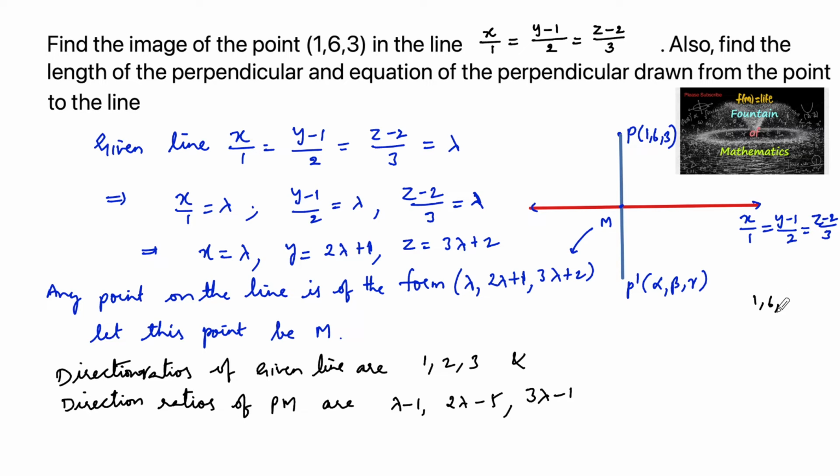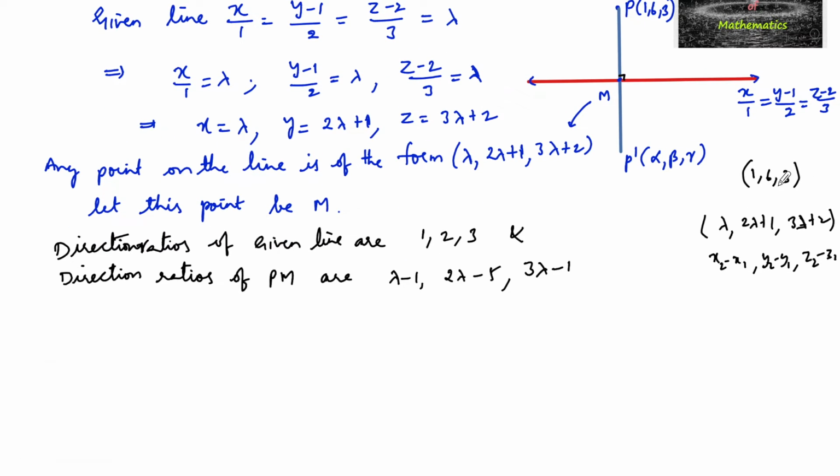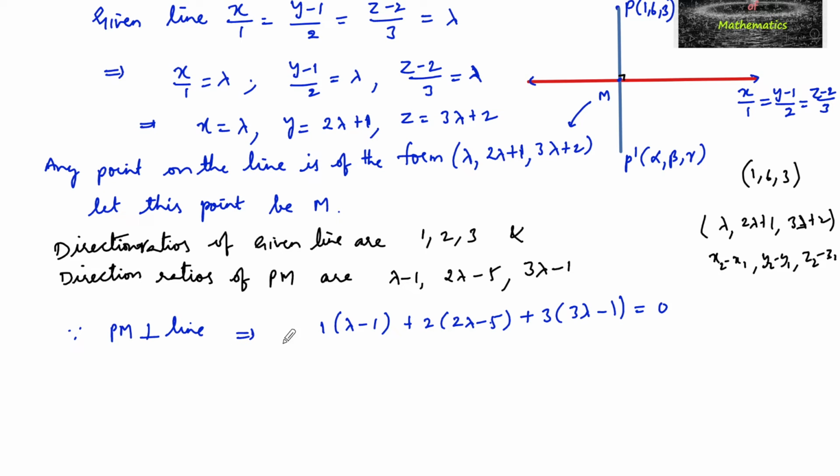So let me write to understand here: (1, 6, 3) and one more point (lambda, 2 lambda plus 1, 3 lambda plus 2). Just find the differences, x2 minus x1, y2 minus y1, z2 minus z1, these are the direction ratios. Okay, and since the line joining P and P dash is perpendicular to the given line, we can say the dot product of the direction ratios is 0. Since PM is perpendicular to the line, we can write 1 times lambda minus 1 plus 2 times 2 lambda minus 5 plus 3 times 3 lambda minus 1 is equal to 0. Since two lines are perpendicular, the dot product is 0.